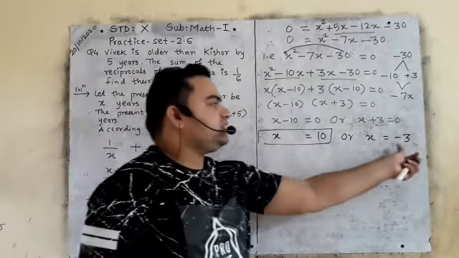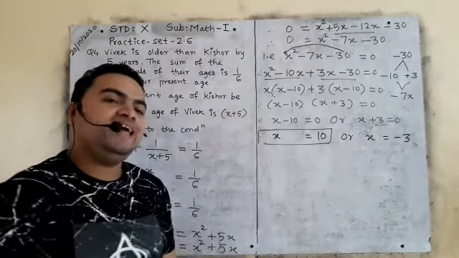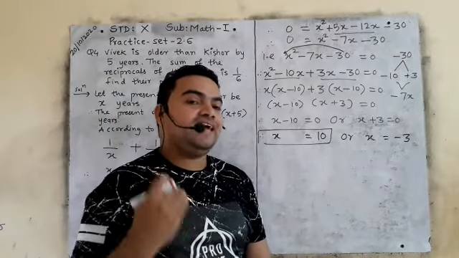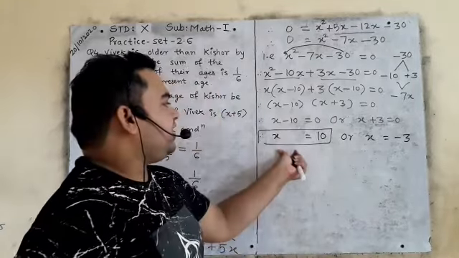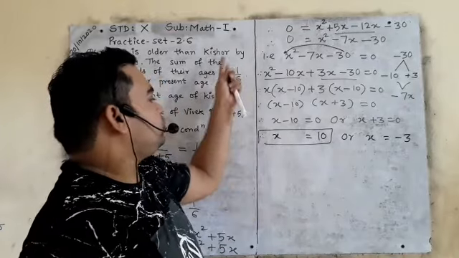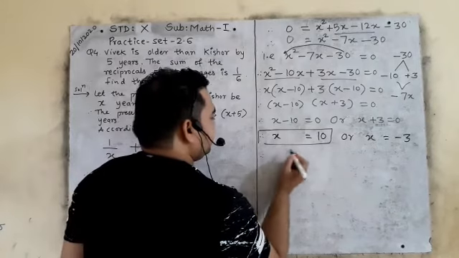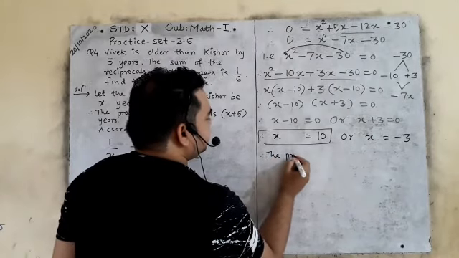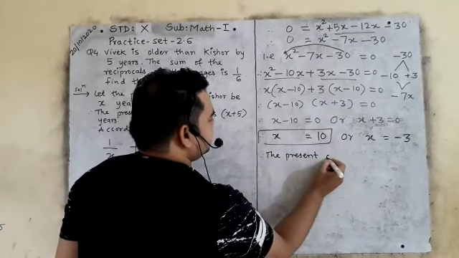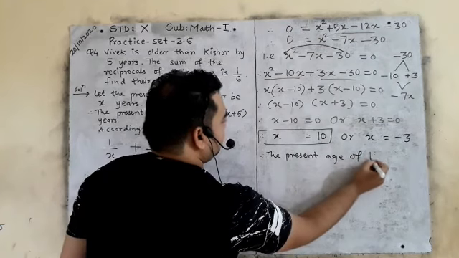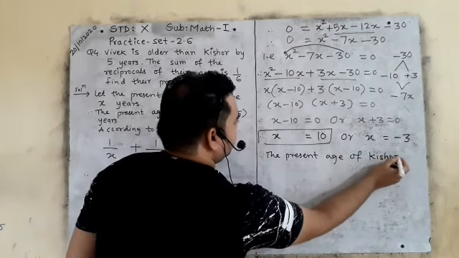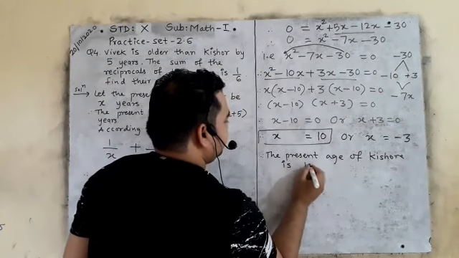Why will you not consider minus 3? Because age cannot be negative, age cannot be negative. So x is the age of Kishore. So what is the present age of Kishore? x, 10. Therefore the present age of Kishore is 10 years.